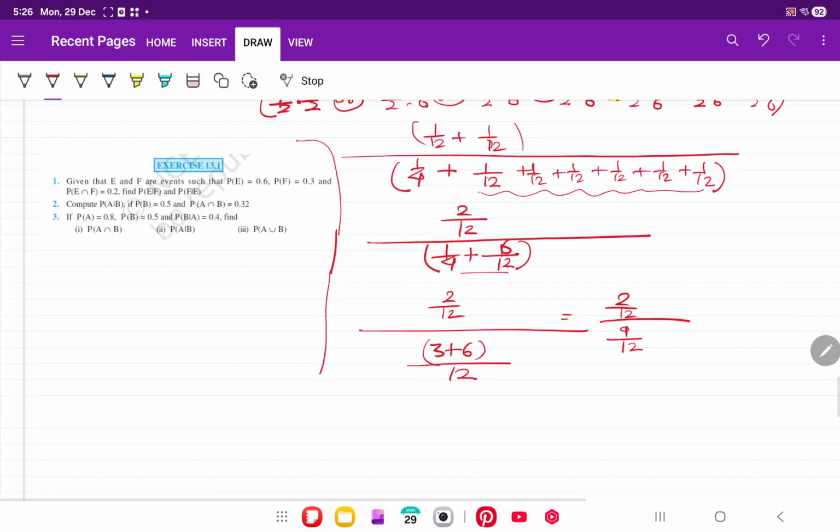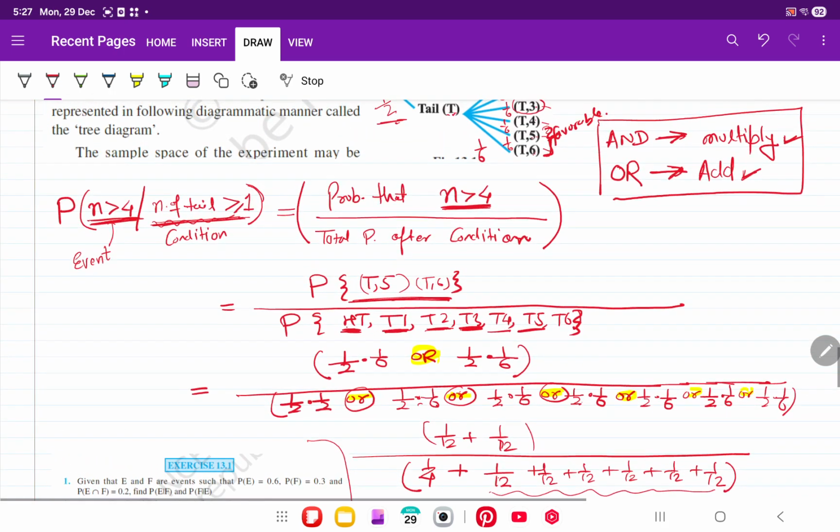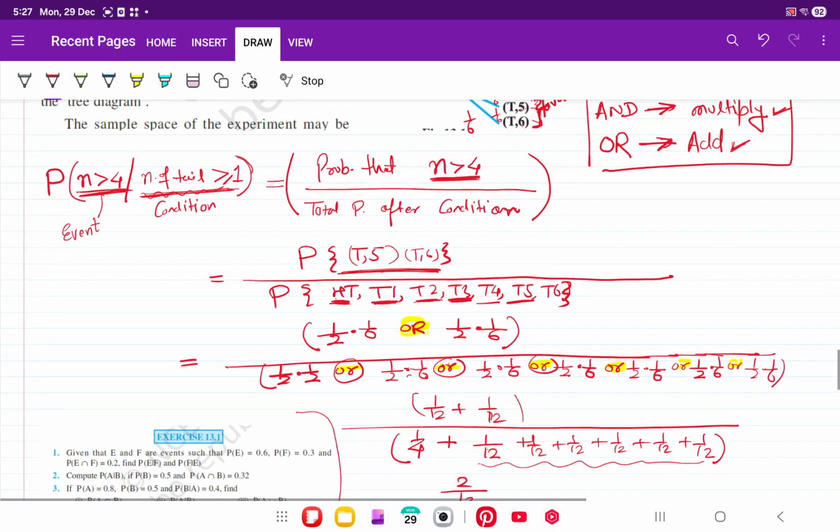Okay. Further, what we will get is 2 by 12 into, the denominator will flip, 12 by 9. Correct? 12 and 12 cancel. So the answer is 2 by 9. This is the final answer. Okay, so this is the logical formula that we applied here.